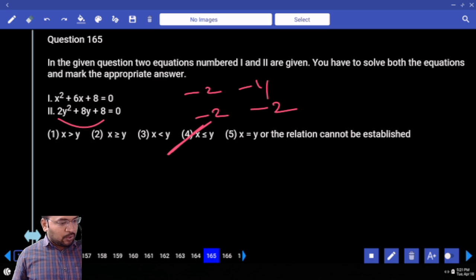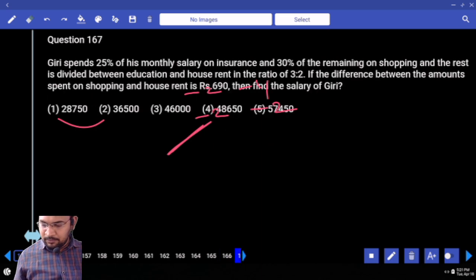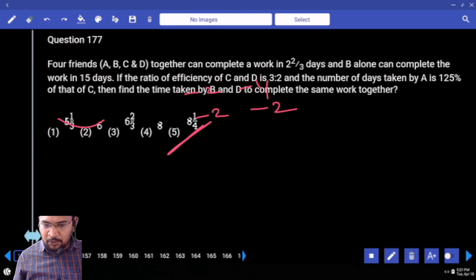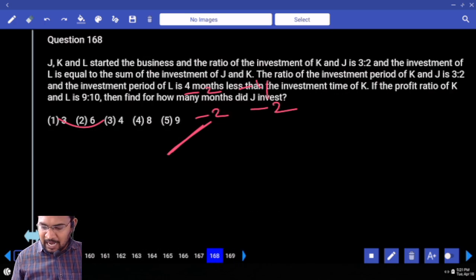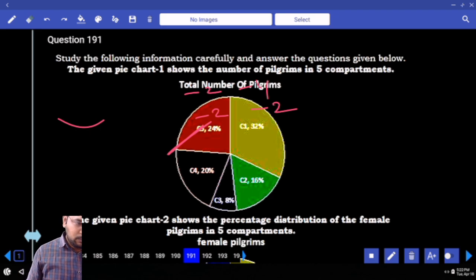Next, any set questions are there? See 190 to 195. In the exam also you have to check which questions you have to attempt first. That is very, very important. The order is very, very important, especially in mains exam. So 191 to 195.